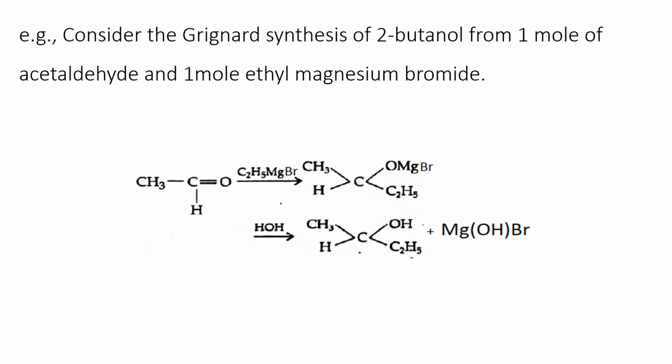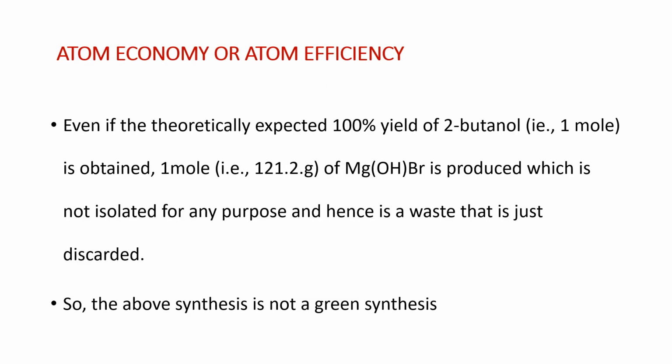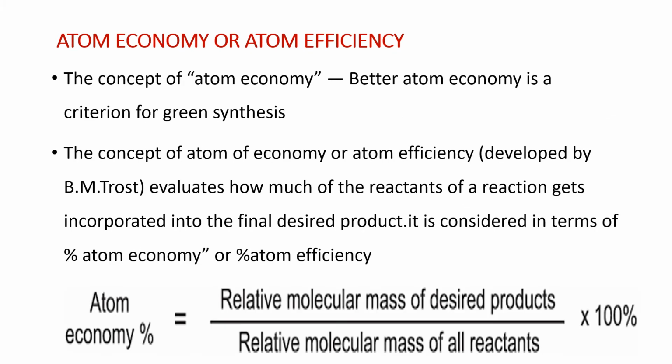For example, consider the Grignard synthesis of 2-butanol from 1 mole of acetaldehyde and 1 mole of ethyl magnesium bromide. Even if the theoretically expected 100% yield of 2-butanol is obtained, 1 mole of MgOHBr is produced, which is not isolated for any purpose and hence is a waste that is just discarded. So the above synthesis is not a green synthesis. The concept of atom economy, better atom economy, is a criterion for green synthesis.